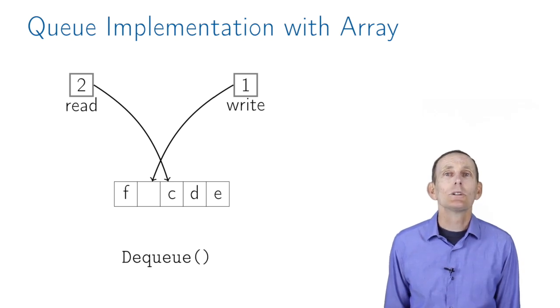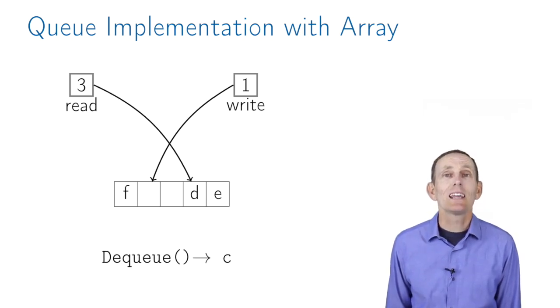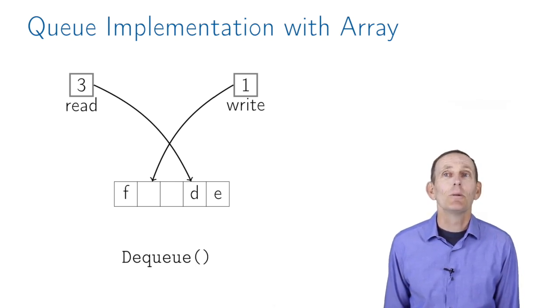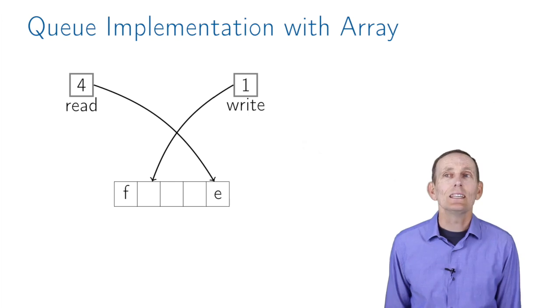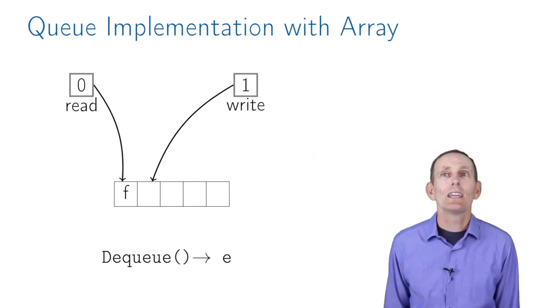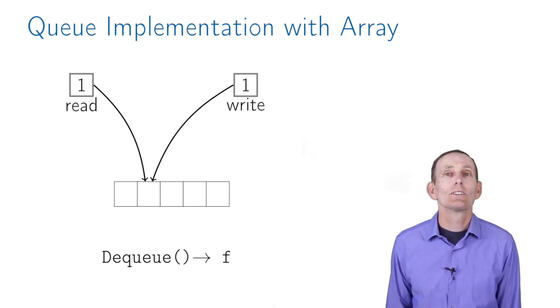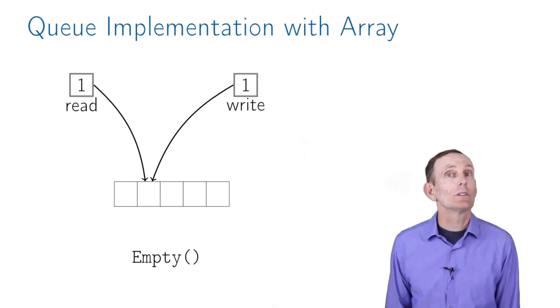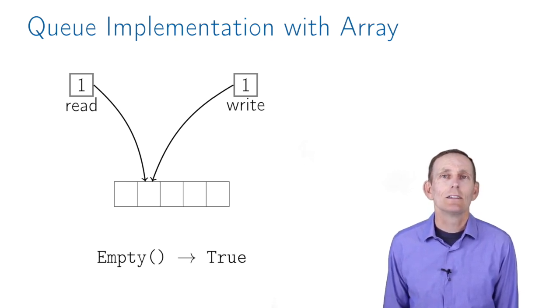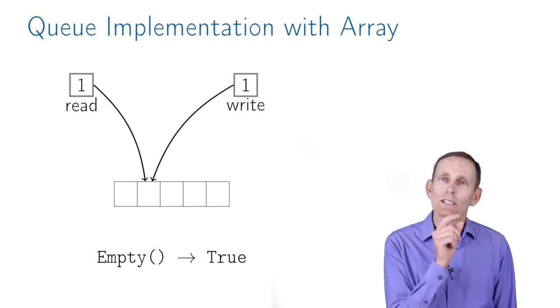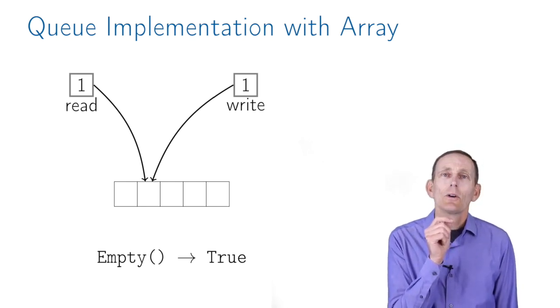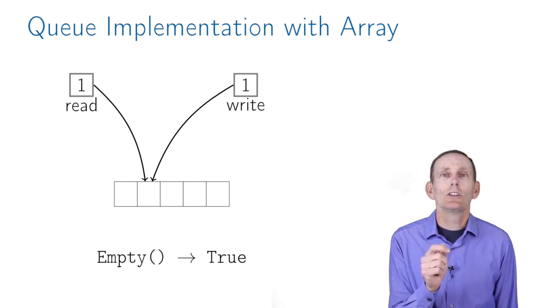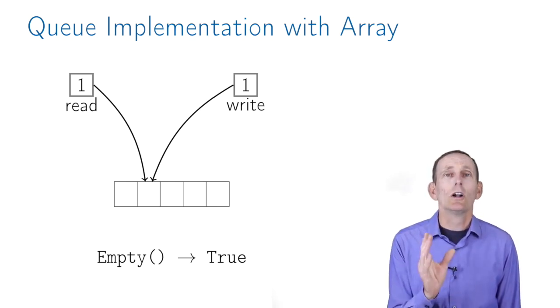Now we'll dequeue, so we'll dequeue C, basically reading from the read index and updating it, dequeue D, read from the read index and update it, dequeue E, and here again the read index wraps around back to 0. And now finally we do our final dequeue, and now the read and write index are both 1, which means if we ask whether the queue is empty, the answer is yes, it is empty. So what we see here is that the cost for doing a dequeue and an enqueue, as well as of course empty, are all order 1 operations with this array.